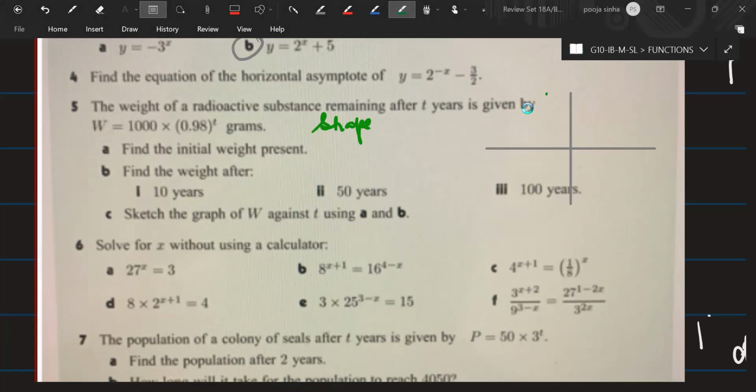How do I know the shape? What tells you the shape? A greater than 1 or A less than 1? A is less than 1. Since A is less than 1, why? 0.98. So how would it look like?